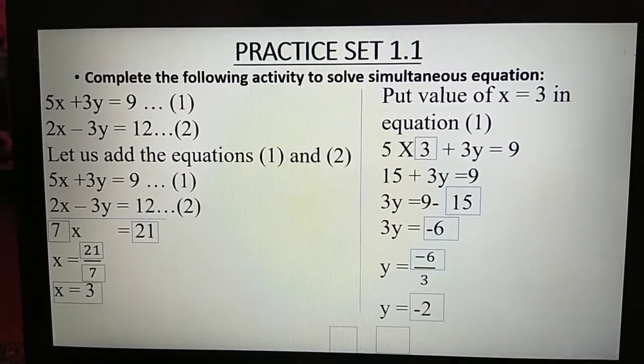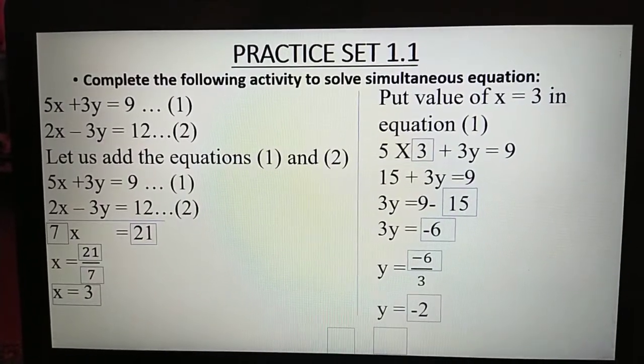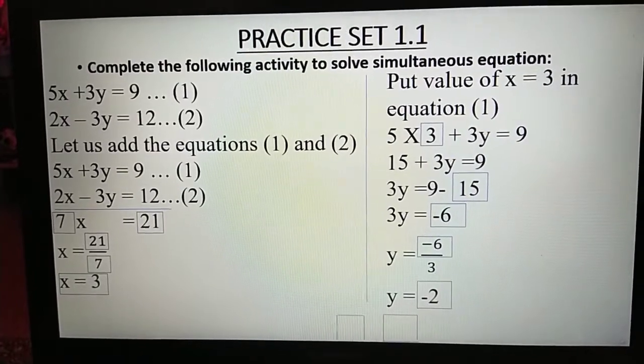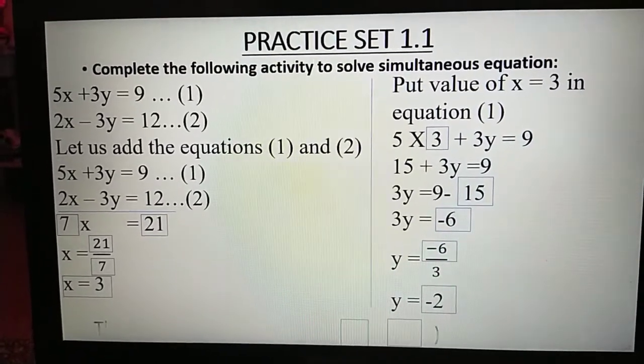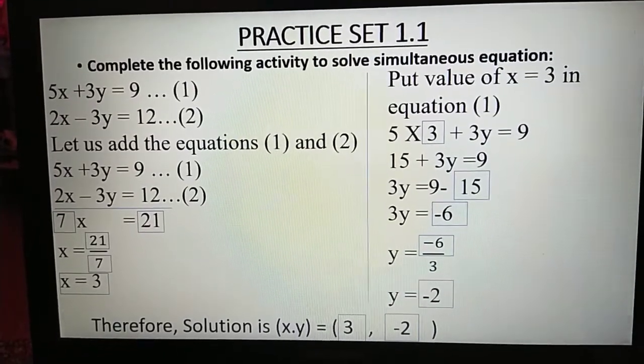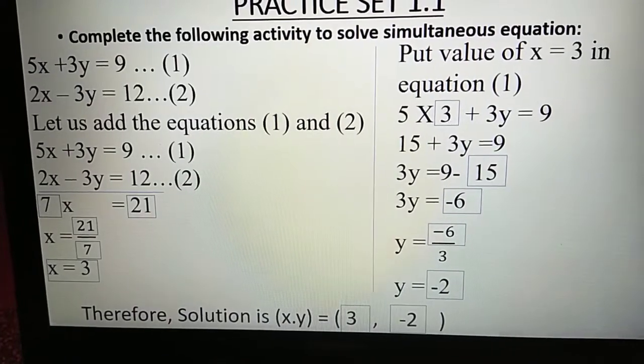So y is equal to how much? 3 ones are 3, 3 twos are 6. So we get the answer as minus 2. Children, you have to remember, you have to put the signs correctly. So your solution for x and y is 3 and minus 2. Is it clear? Is the sum clear now?